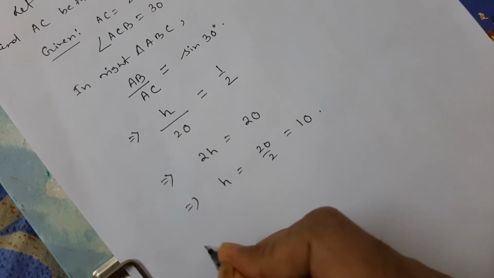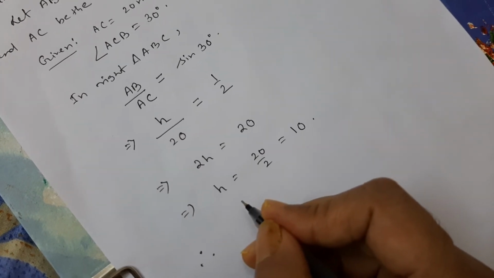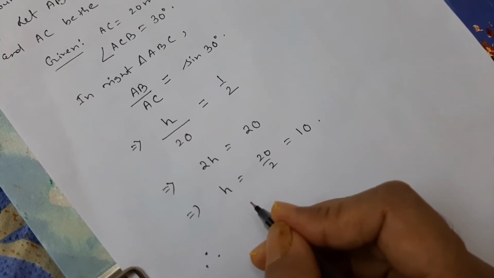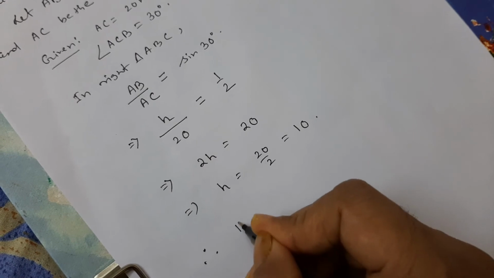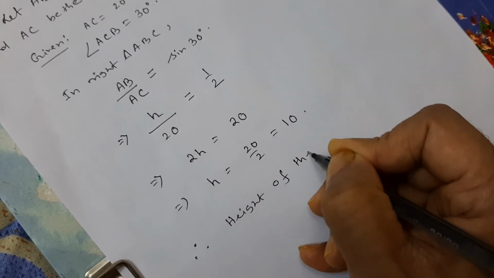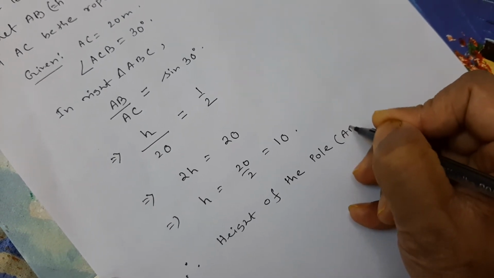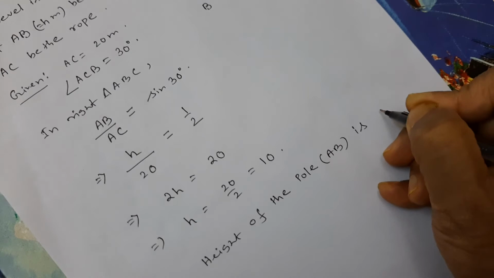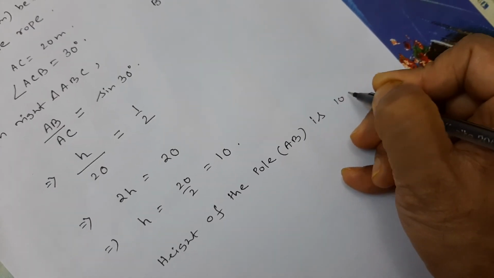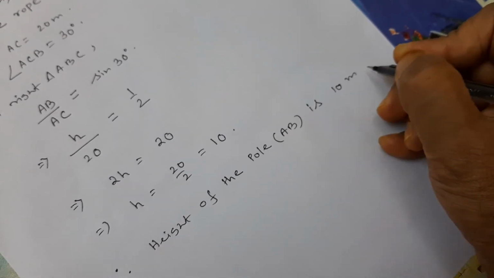Therefore, h means height of the pole. Height of the pole, AB, is 10 meter. Height of the pole is 10 meter.